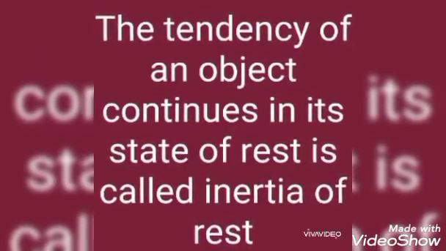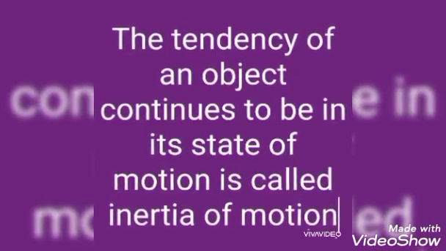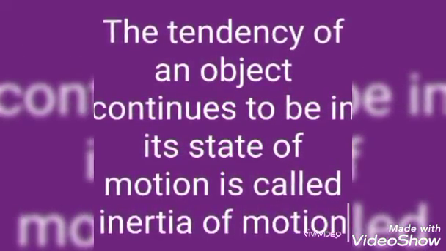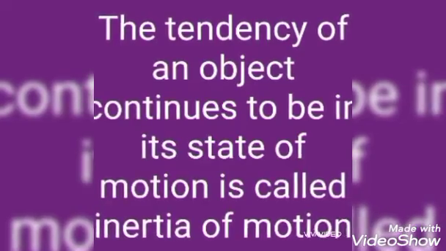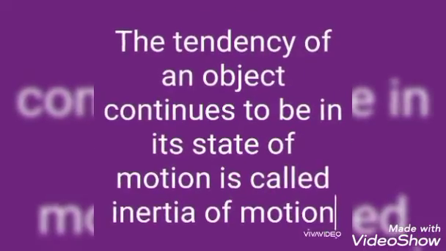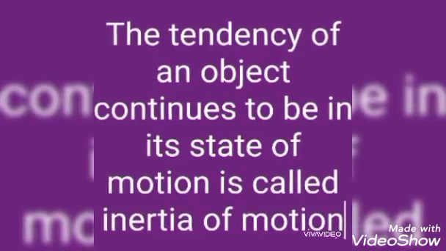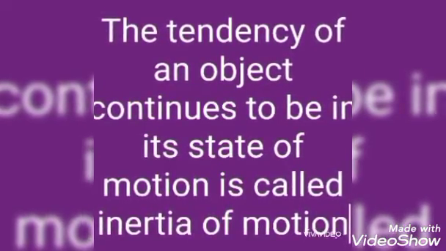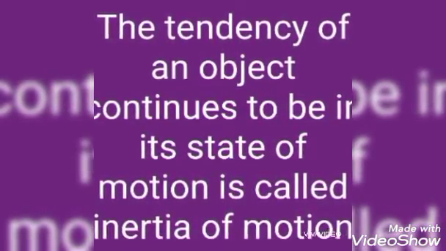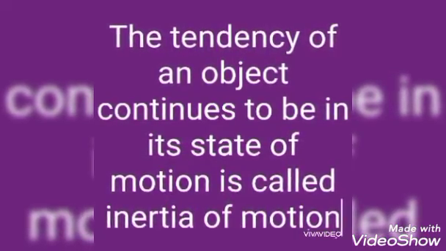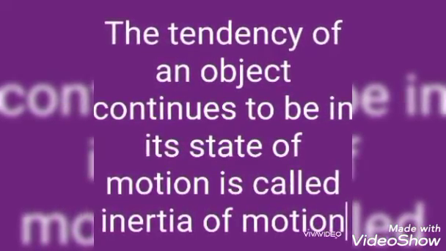Then we move on to the second type of inertia. That is, what is inertia of motion? The tendency of a body to continue to be in its state of motion. The tendency of a body to continue in its state of motion is called inertia of motion. Let's look at the examples for inertia of motion.